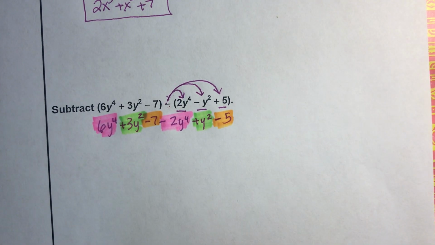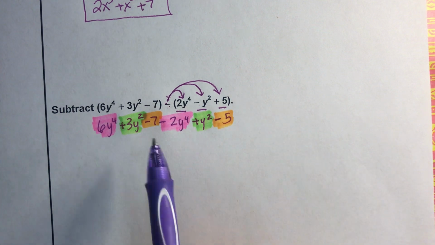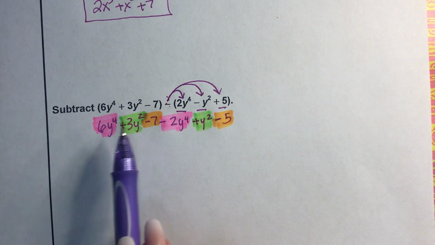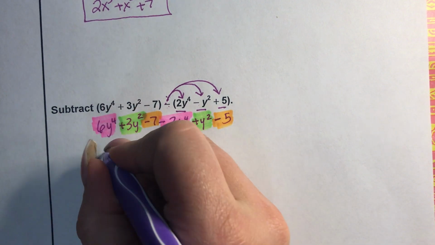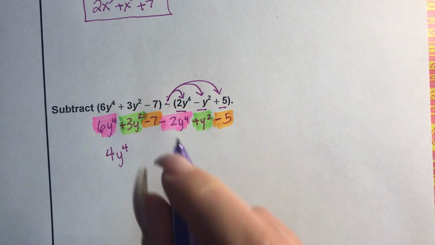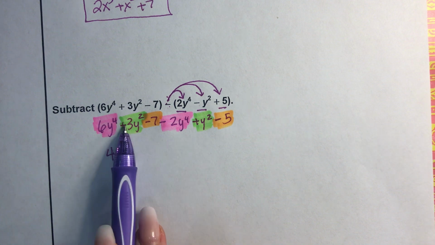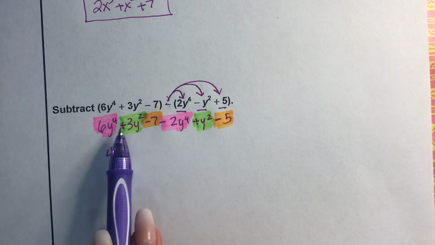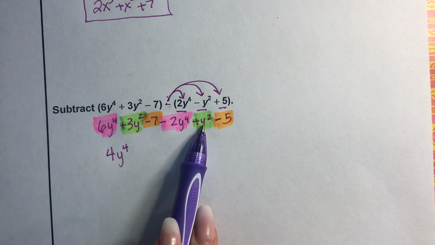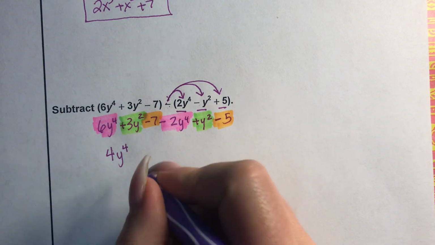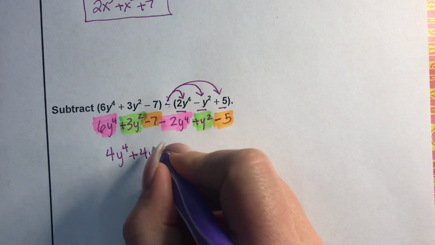All right, now that we've determined what things are like terms, now we just need to combine them. So we're going to start with the highest degree, which would be y to the 4th. So it's basically 6 minus 2, which is 4y to the 4th. And then we go to y squared, which would be the next one. So we're going to combine that. We got a positive 3, and there's no number here, so we know that's a positive 1. So 3 plus 1 is 4. So it'd be plus 4y squared.